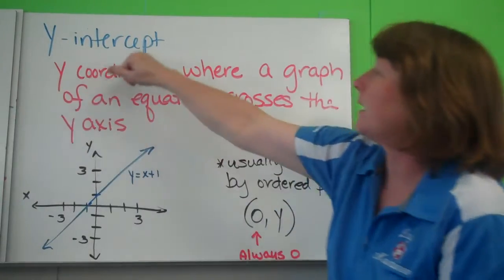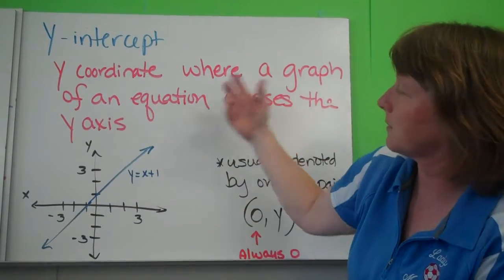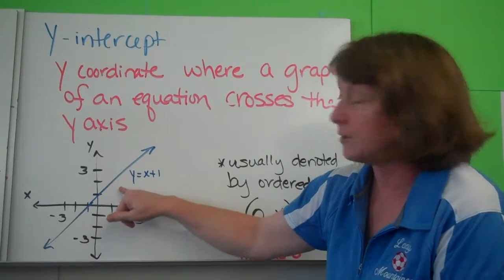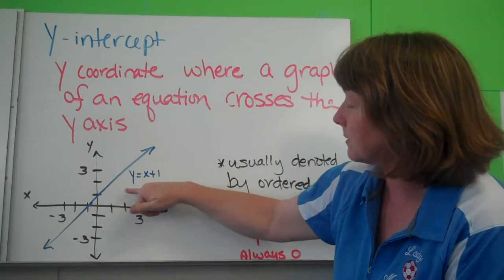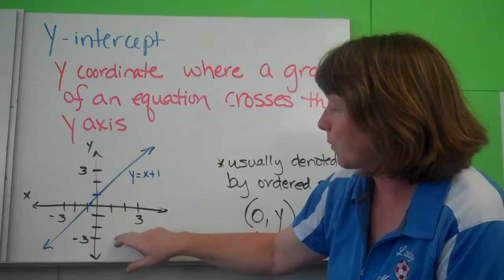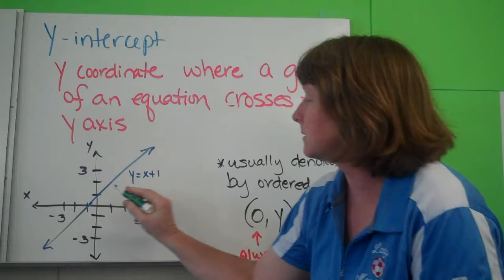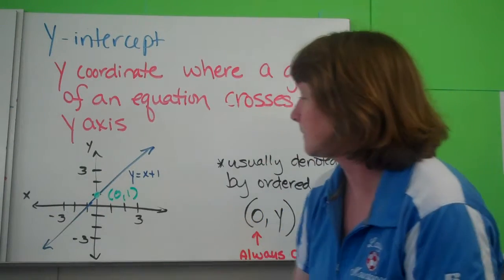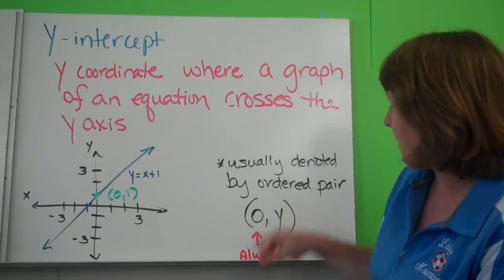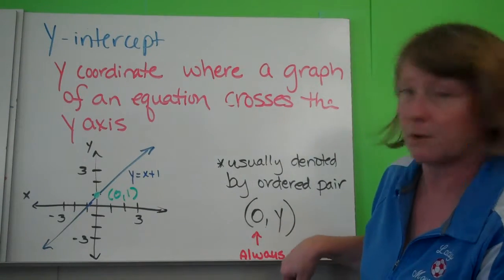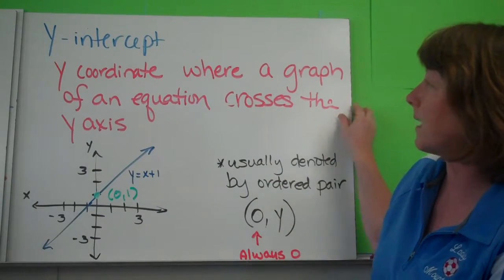Now let's look at the y-intercept. It's the y-coordinate where a graph of an equation crosses the y-axis. We're using the same linear equation we used before, y equals x plus 1. Look at the coordinate plane. Where does it cross the y-axis? Right here, and that coordinate is 0, 1. It's denoted by an ordered pair, and in this case, the x is always 0. Once again, we need to remember that for the future.